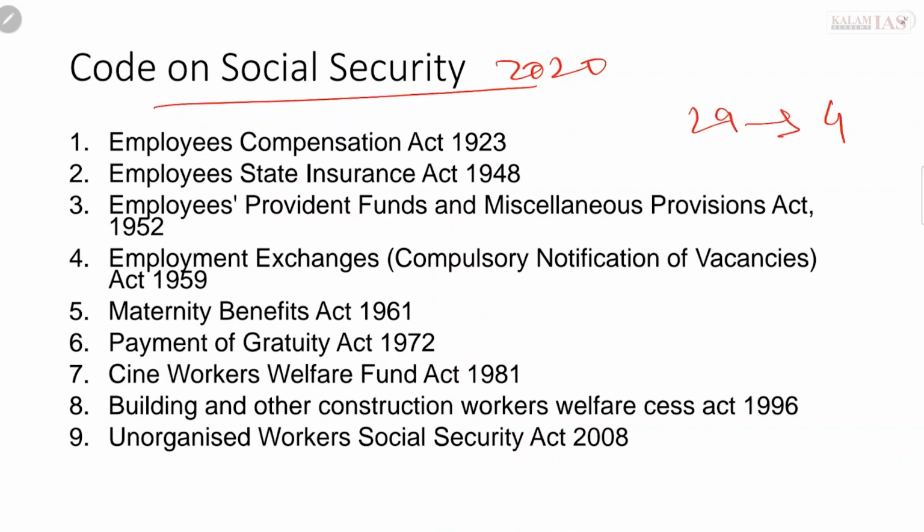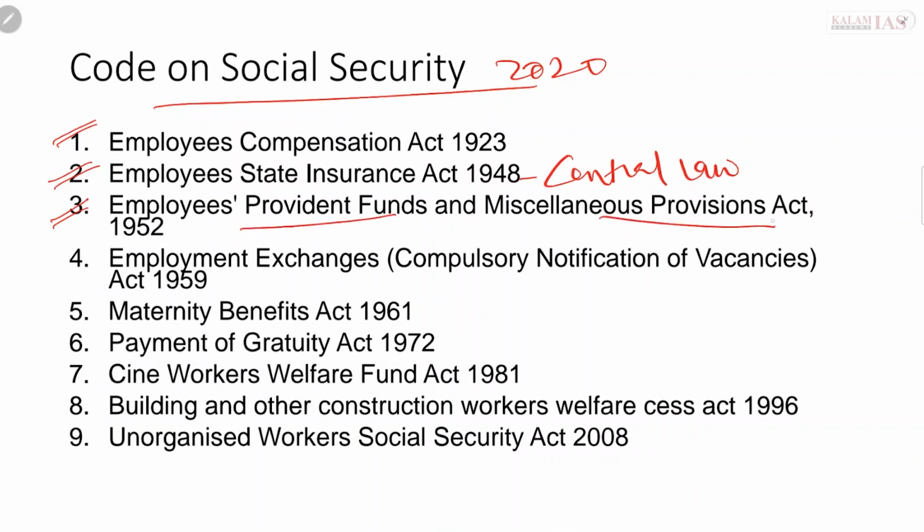So the social security code takes over or replaces 9 statutes. These are the following statutes that it replaces. First is the Employees Compensation Act 1923. Second is the Employees State Insurance Act of 1948. This is a central law. It says State Insurance Act, however, this is not a state law. This is a central law. Third is the Employees Provident Fund and Miscellaneous Provisions Act 1952. Under this act, the EPFO, for which the exam that we are preparing for, has been established.